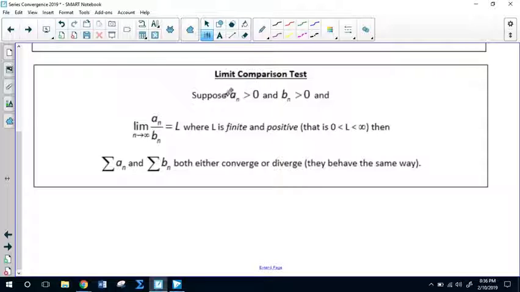Next is the limit comparison test, with the same rules as last chapter. You have two series, they are both positive, and you can compare them. If you compare a sub n over b sub n, or vice versa, and you get an answer L that is finite and positive, so it cannot be infinity and it cannot be 0, so between 0 and infinity, then both of the series behave in the same way. They either both converge or they both diverge. Whatever you pick to compare, you have to know what its convergence is.